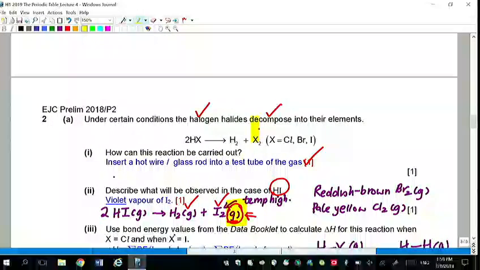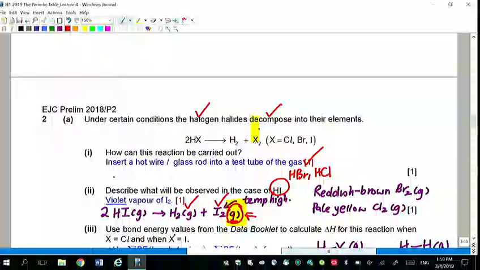Next thing, I need you to be able to recall, if the question changed to either HBr or HCl, you should be able to describe the color of the respective gases. Bromine is reddish brown. Chlorine is pale yellow. Make an effort, put the asterisk, remember the color of the respective halogen gases.